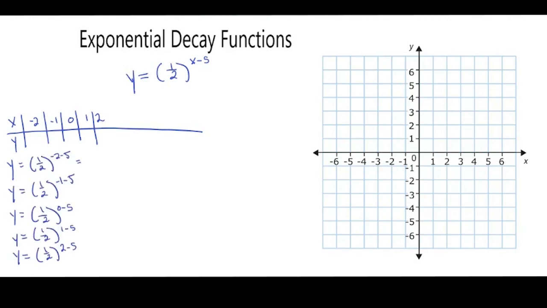So here I have the function with all of the x values replaced. And so y equals 1/2 raised to the -2 minus 5. That is 1/2 raised to the -7. As we know, a negative is going to flip the exponent. So that's going to be 2 to the 7th.